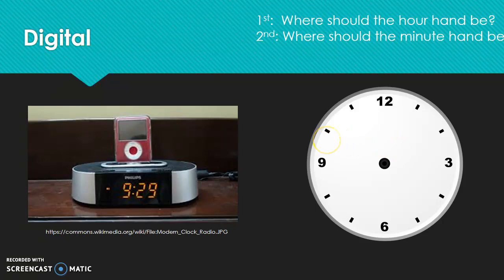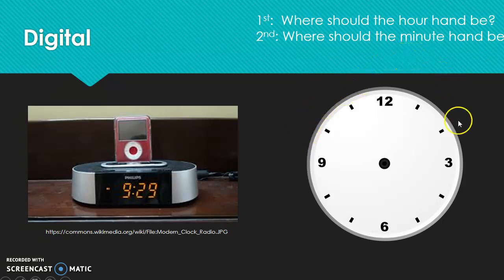Okay, now this one can be a little tricky because if you said at the 9, then you'd have to think about the fact that the minutes say 29, and that's almost halfway between 9 and 10 o'clock. And especially if you're ready to go do something fun at 10 o'clock, you don't want the hour hand to be still pointing at the 9. It has to be halfway. See if my arrow will show up. It has to be halfway between 9 and 10.